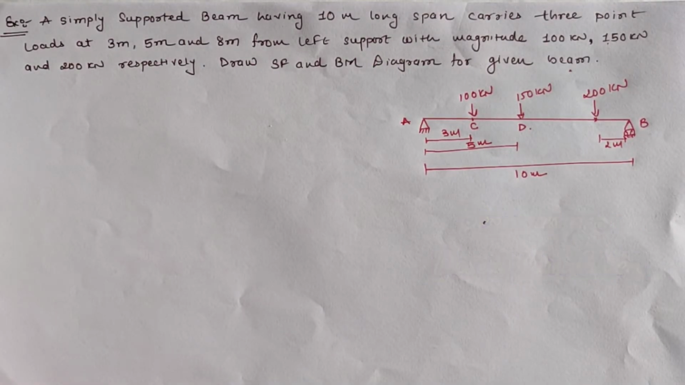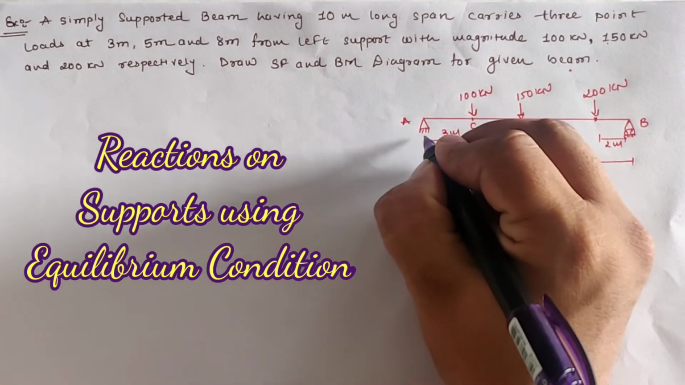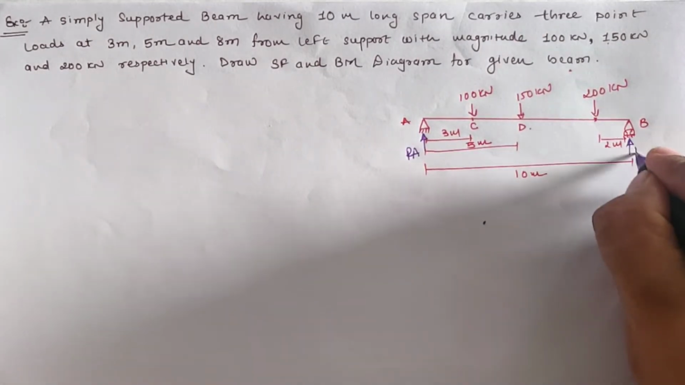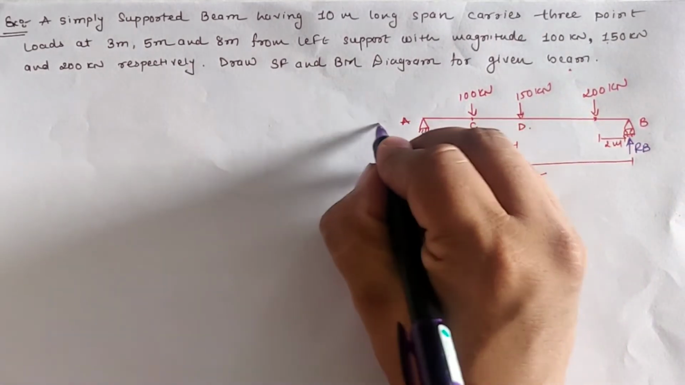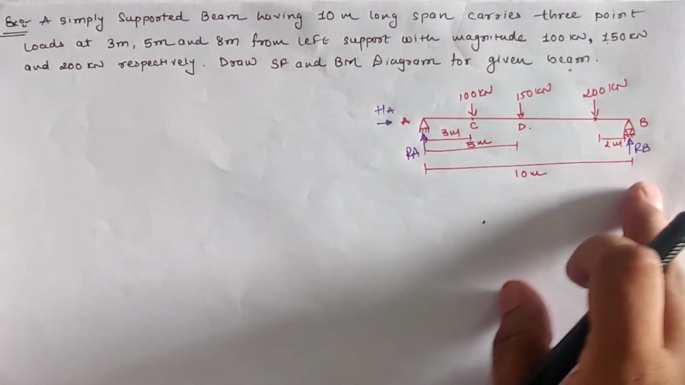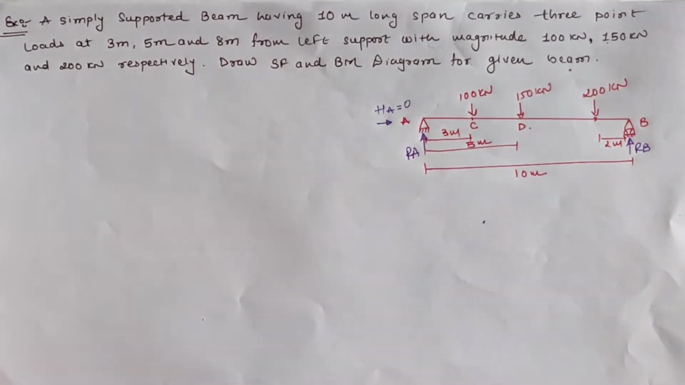Now first of all let us go ahead with the support reactions. Let us assume vertical reaction RA at location A, RB at location B, and horizontal reaction HA at location A. Now we know that due to the absence of horizontal loading as well as inclined loading, our value of HA must be equal to 0.